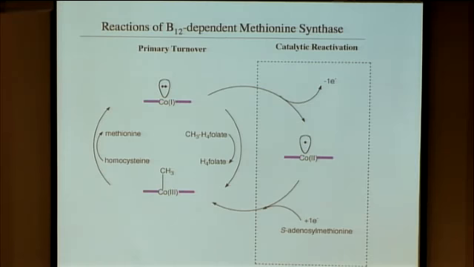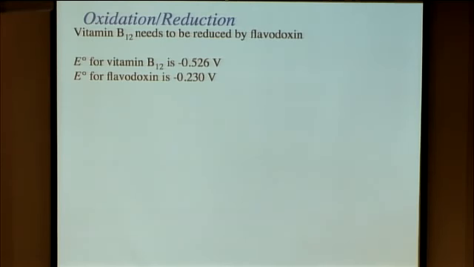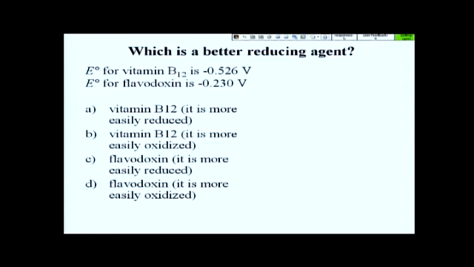And the methyl group comes from S-adenosyl methionine. So we need to think about how we're going to reduce the vitamin to get it back in its primary turnover state. So we know the redox potentials for this. The standard reduction potential for vitamin B12 is minus 0.526 volts. The reduction potential for flavodoxin, which is the protein that gives it the 1 electron, and it's a flavin protein, which is another B vitamin, is minus 0.230 volts. So what do we know about these? Tell me which is the better reducing agent.